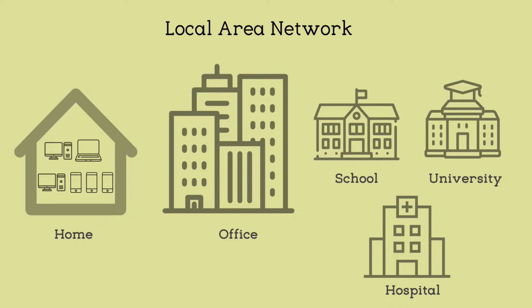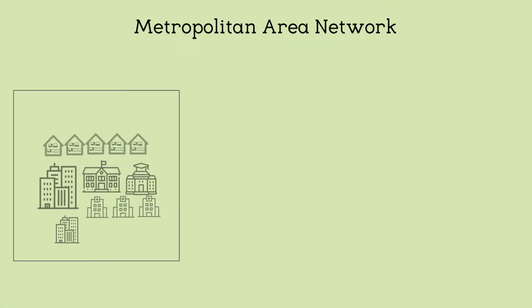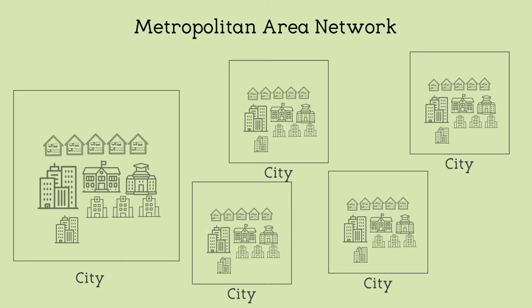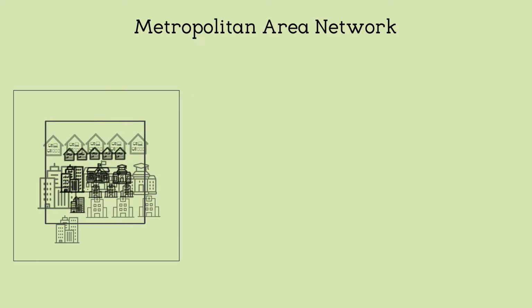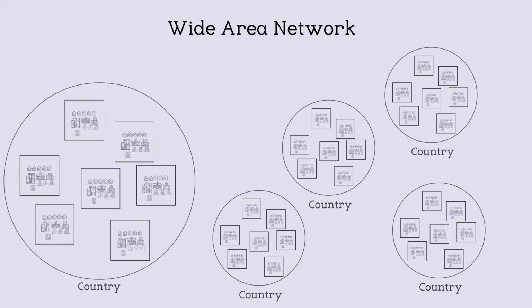Now, if we combine all these and we expand our network to the whole city, we can call that a metropolitan area network. And expanding that network to multiple cities can also be called a metropolitan area network. Compared to a local area network, a metropolitan area network is larger in size because it is connecting multiple cities together. Now, if we combine multiple cities and expand our network to different countries and we connect each country together, then we create a wide area network.